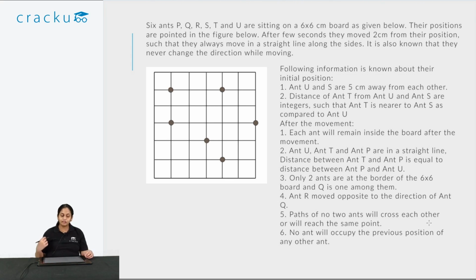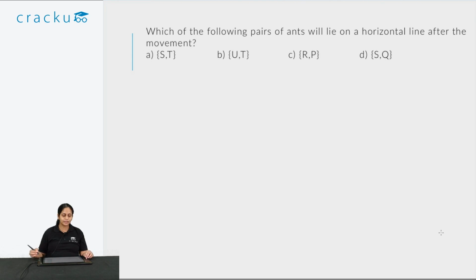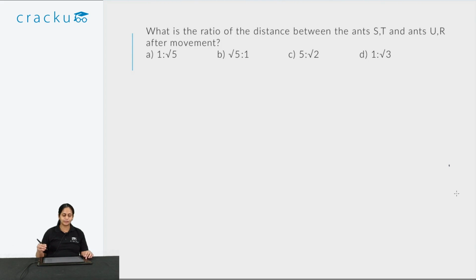Let me actually take a look at the questions before I start. What is the distance between ant U and ant Q after the movement of the ants? The next question is, which of the following pairs will lie in a horizontal line after the movement? What is the distance between ant R and ant T after the movement? What is the ratio of the distances between ants S and T and ants U and R after movement?